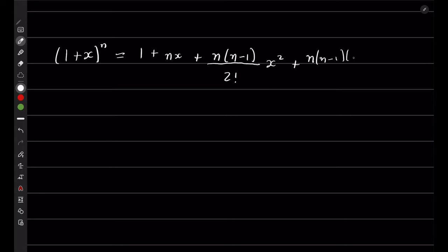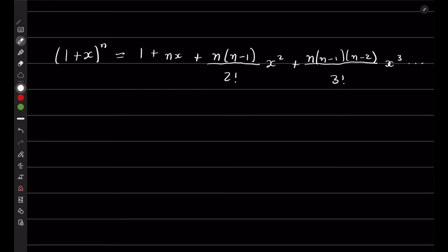So (1 + x)^n is equal to 1 + nx + n(n - 1)/2! x squared + n(n - 1)(n - 2)/3! x cubed, and it goes on.